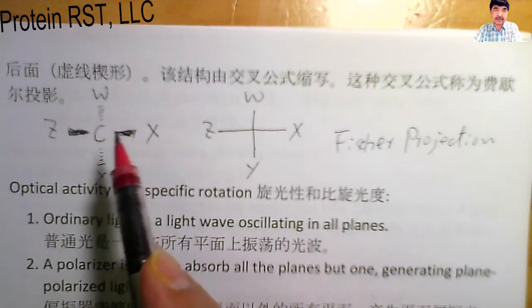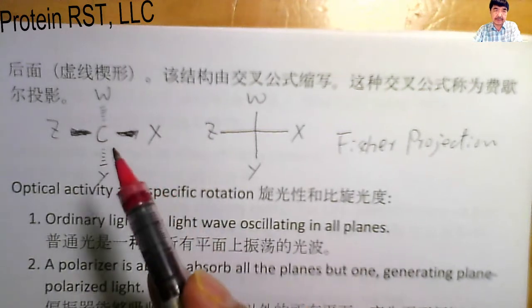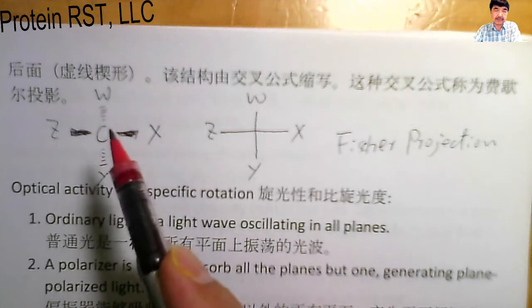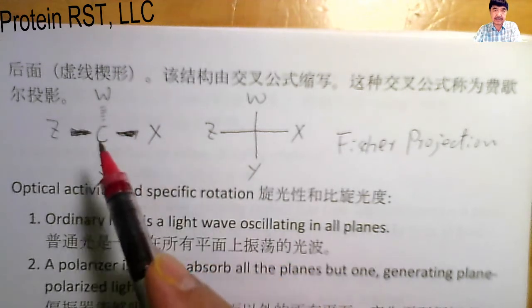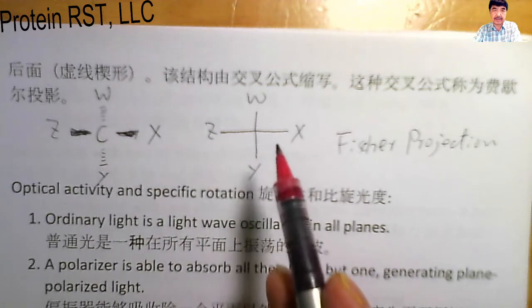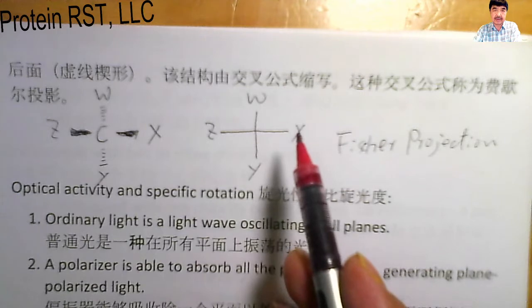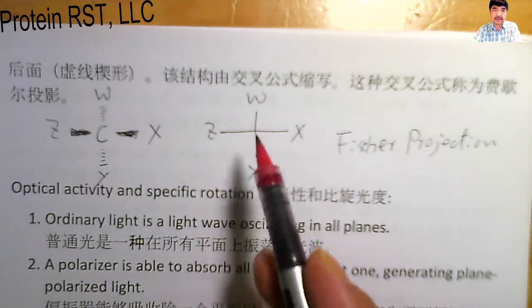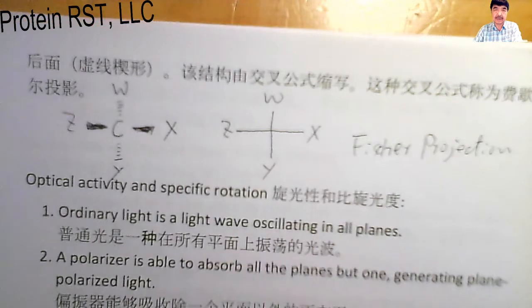Look at this stereo structure. This solid wedge indicates the groups above the paper. The dashed ones indicate the groups behind the paper. Then this structure can be presented by the Fischer projection. The horizontal groups are above the paper, and the vertical groups are below the paper. This is just using this cross. This is called the Fischer projection.